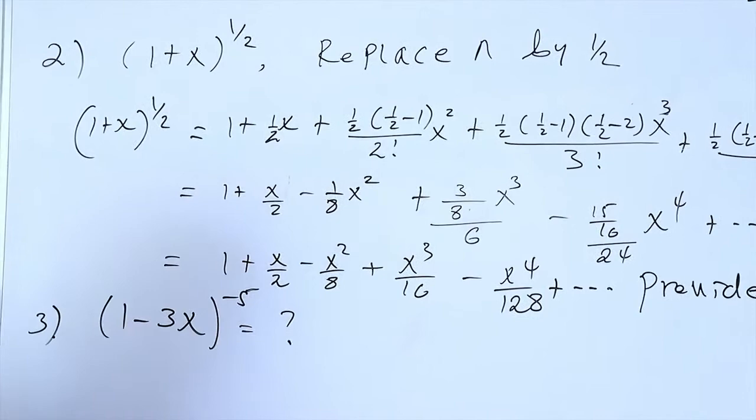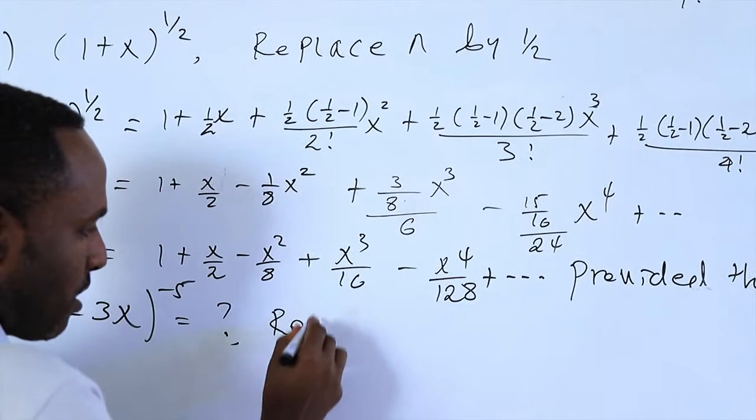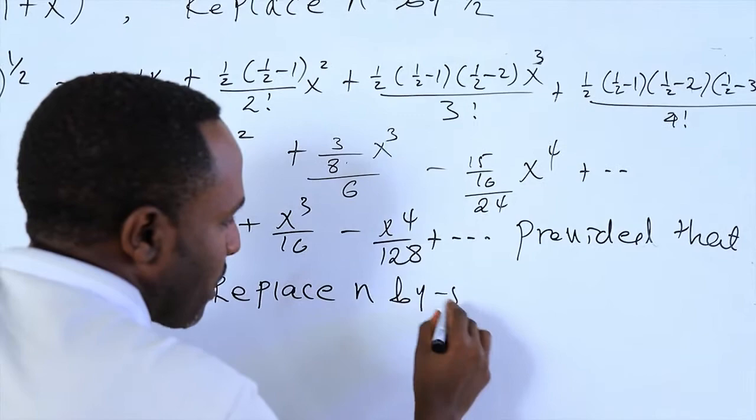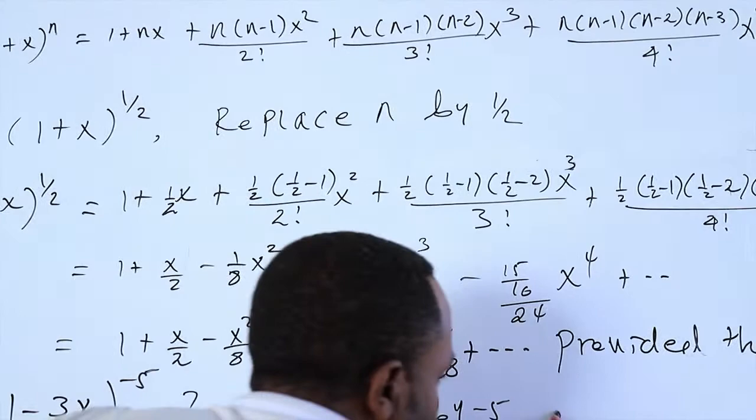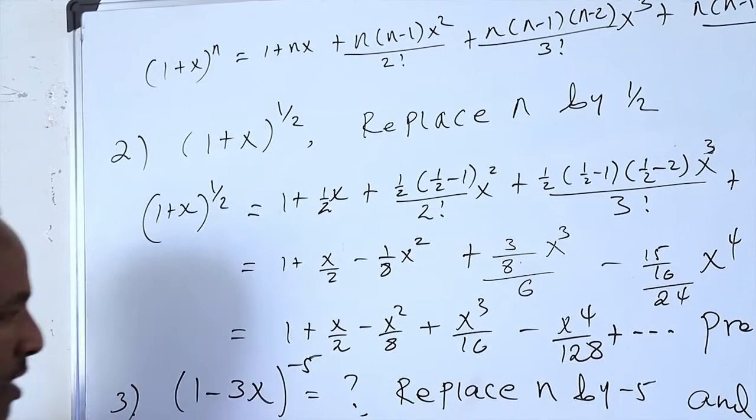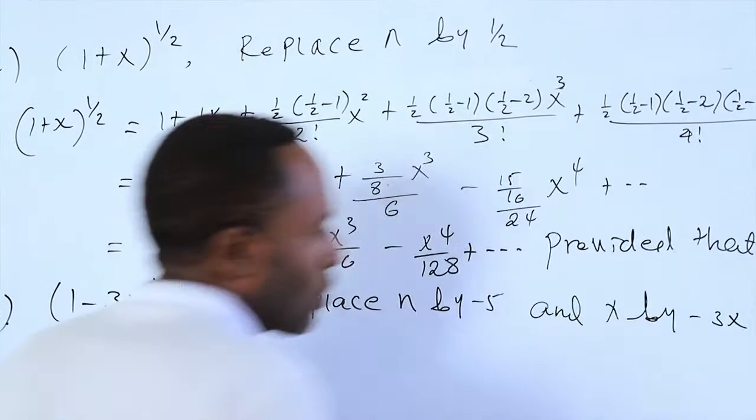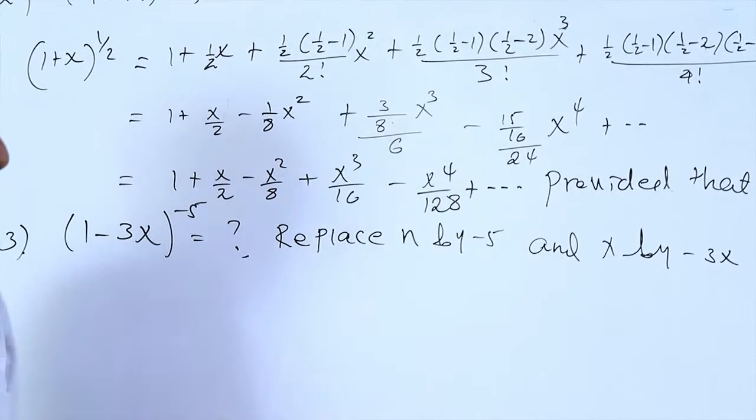So here we can say replace n, which should be negative 5. The value of n, instead of n, we have to have negative 5. And also instead of x here, the expression is minus 3x. So we can say x is minus 3x. So we must substitute or replace n by minus 5 and x by negative 3x.